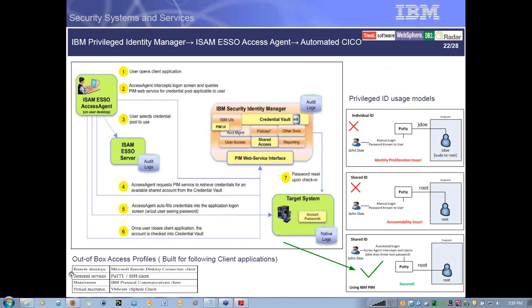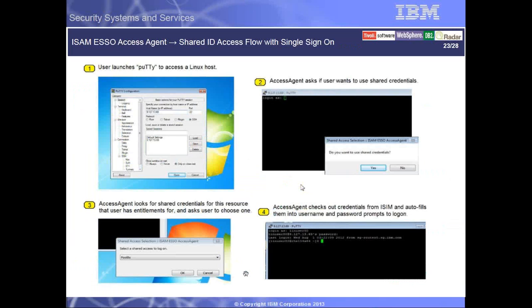Shared IDs, basically. Now here at the bottom you can see the out-of-box access profiles. For remote desktops you have RDP, for terminal services you have PuTTY, SSH client, for mainframes you have IBM Personal Communications client, and for virtual machines you have VMware vSphere clients. So automatically it will help you log in and use the end systems. So this is the overview, the screenshot which shows the flow.